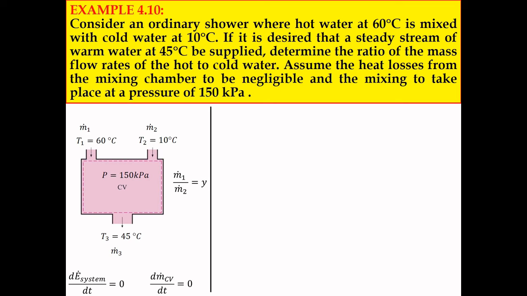And we have the mass flow rate ratio between hot and cold water, m1 dot divided by m2 dot equal to y. Y represents the mass flow rate ratio of the hot to cold water. So the mass balance equation: total mass dot in minus total mass dot out equal to dm_cv over dt. For the steady flow process, we can neglect dm_cv over dt, so we'll have m in dot equal to m out dot.